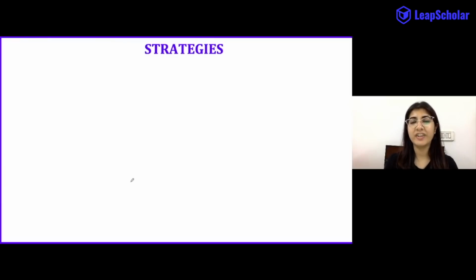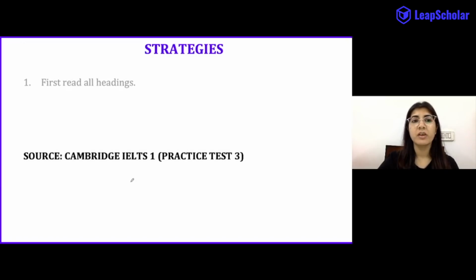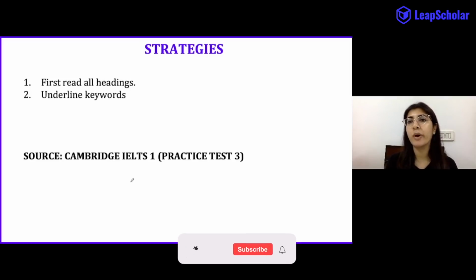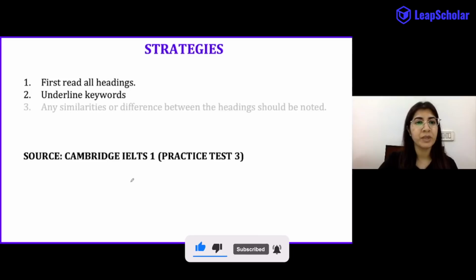Let's look at the strategies for solving this question type, which is the matching headings question type. So the first thing is we need to first read all the headings and then move on to each paragraph. We'll tackle every paragraph order-wise. Underline the keywords in headings. Not all headings would have keywords, but if your heading has proper nouns or any numbers, please underline these so that it becomes easier for you to find which paragraph it belongs to.